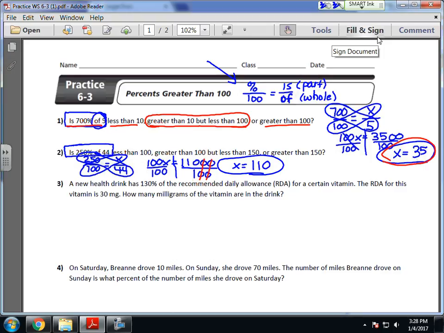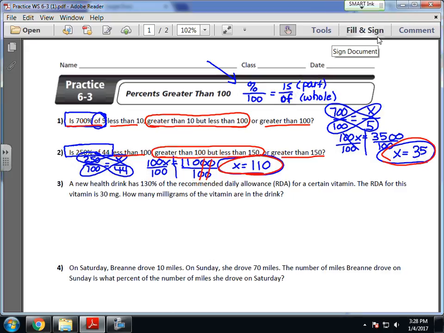All right, let's go back to the original question. Is this number 110 less than 100, greater than 100 but less than 150, or greater than 150? Yeah, it's greater than 100, but less than 150. Very good.